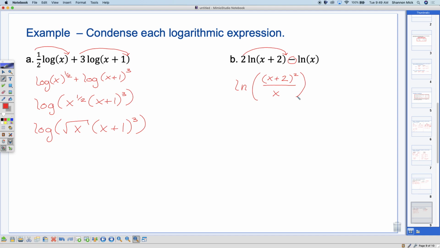Now, I'm going to show you, but don't write it down. Do not write down what I'm showing you. The mistake I will see a lot is this.